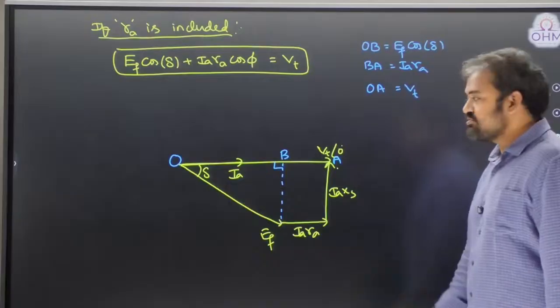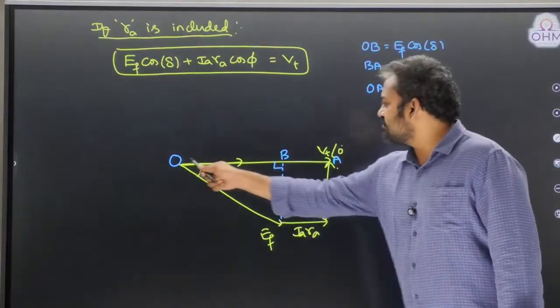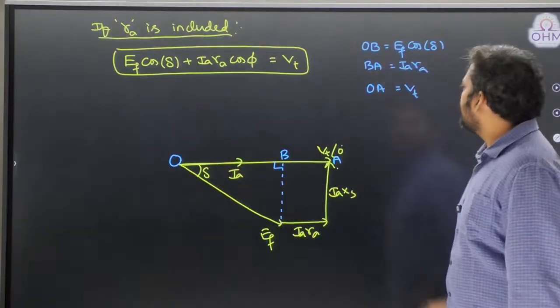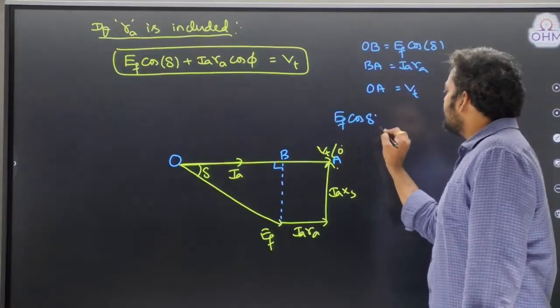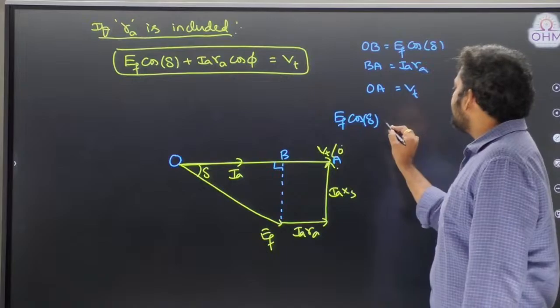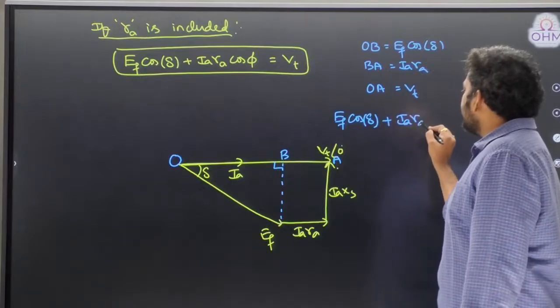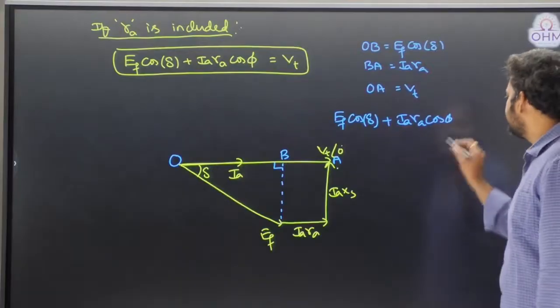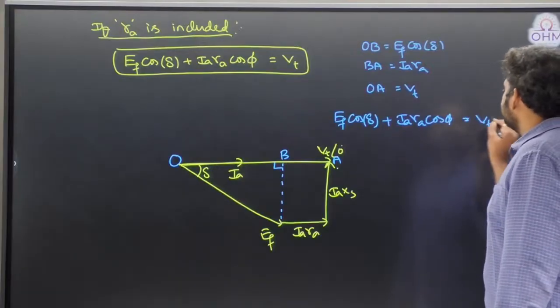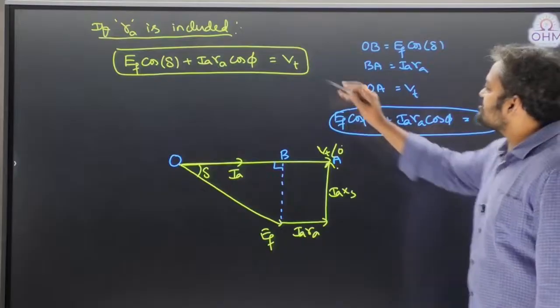Therefore, what is the final conclusion? This OA length is equal to OB length plus BA length. What is OB? EF cos delta. What is this BA length? IA RA. Can I write cos phi as well, because it is unity power factor? That's why cos phi is 1. This is equal to VT. Okay, that is what I have written here.